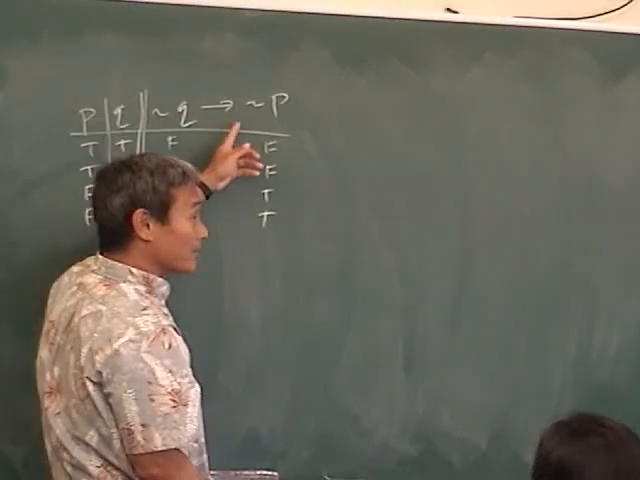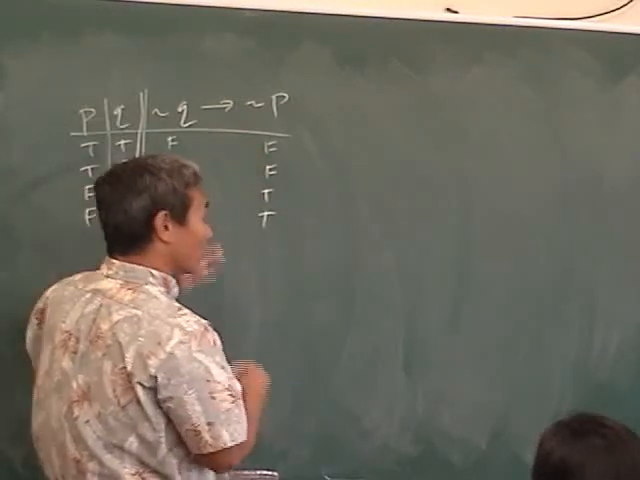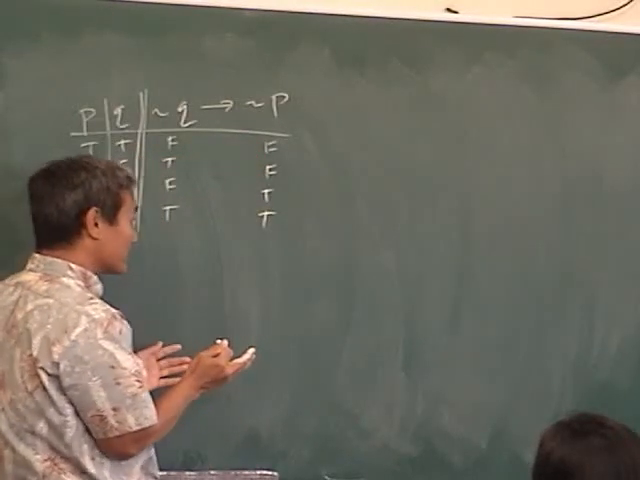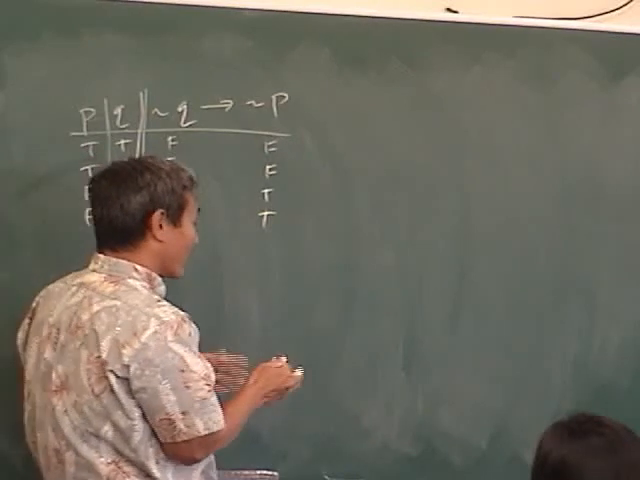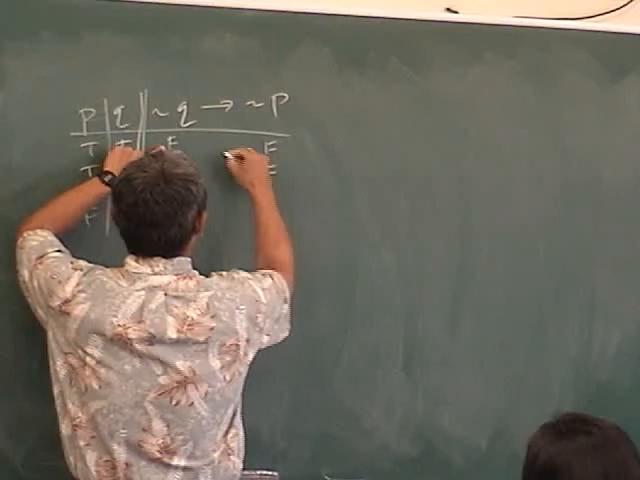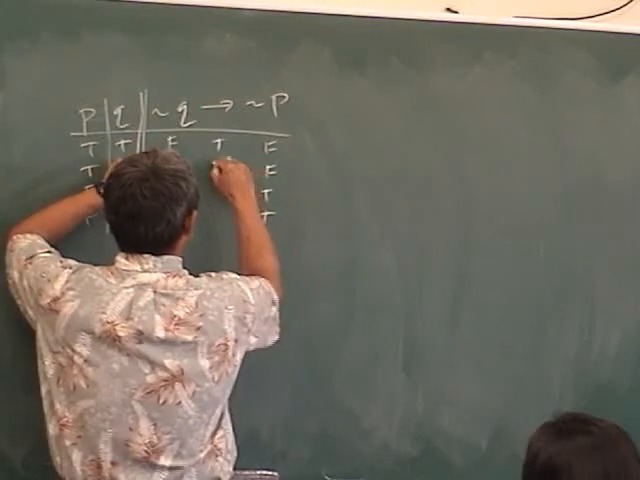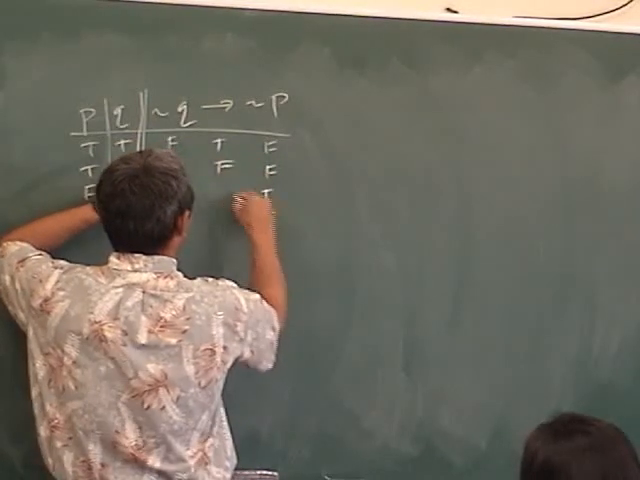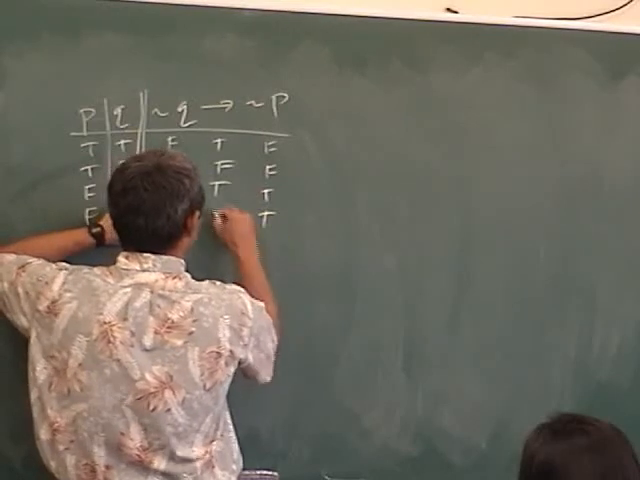Oh, we have a conditional statement. Okay, now, when is the only time a conditional statement is false? When the first one is true and the second one is false. So, false, false, what does that mean? It's true. True, false. False, true. True, true. There you go.